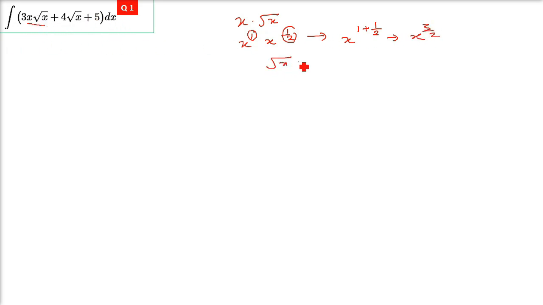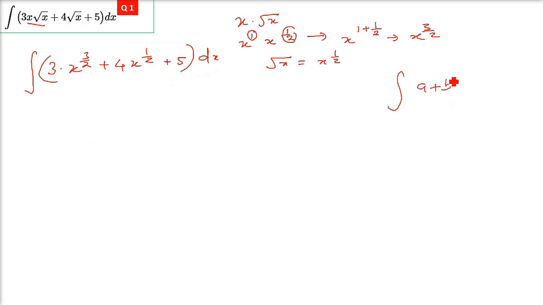How about under root x? As I just suggested, under root x is nothing but x to the power half. So what do you get here? 3 into x under root x, as we just discussed, is x raised 3 by 2, plus 4 under root x is x raised to the power half, and 5 is there already. And all will have dx because we are integrating with respect to x. Whenever we are integrating a plus b or a minus b dx, the terms can be integrated separately. So we have 3 terms here, 1, 2, 3.